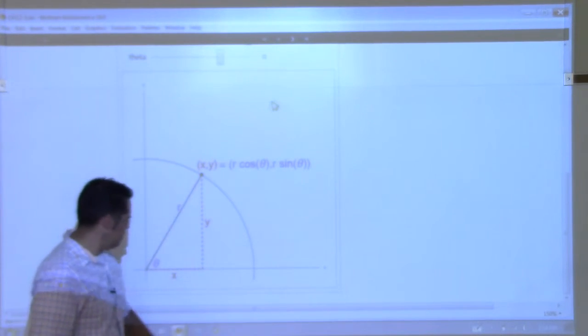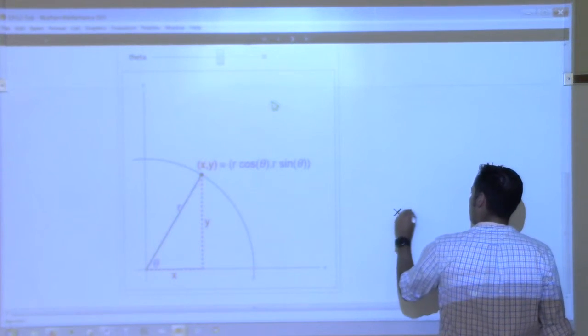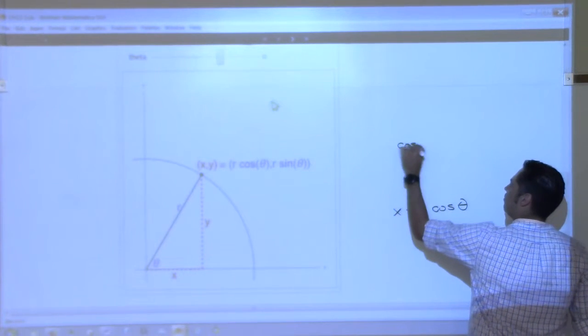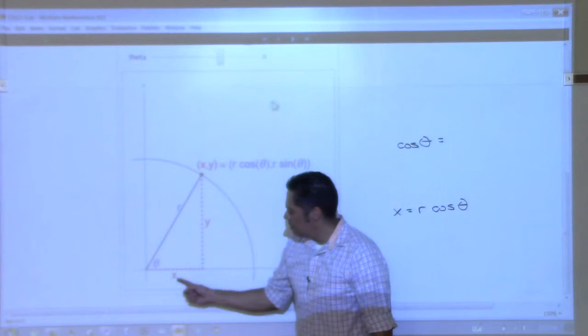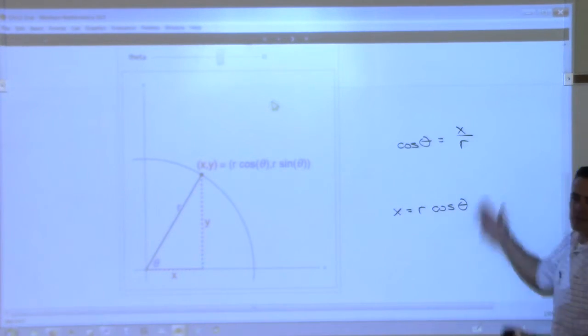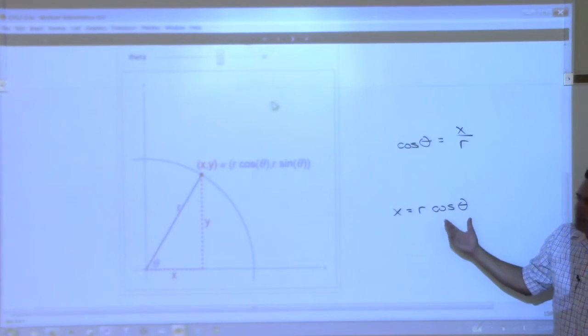How do we get that x is r cosine theta? Where does that identity come from? What is cosine theta by definition? Adjacent over hypotenuse, so that's just x over r. And then multiply both sides by r, and you've got an equation for x, right? Same thing here.